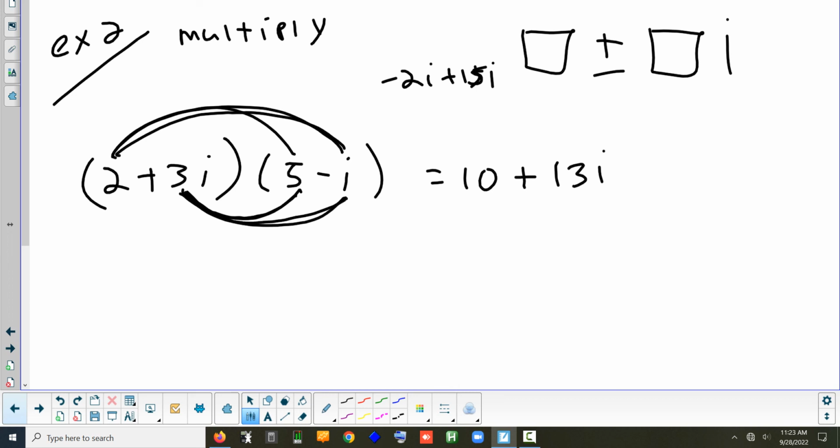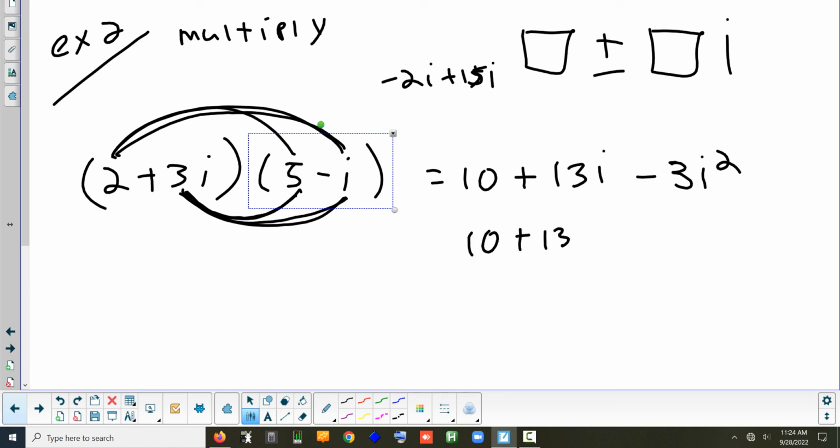3i times negative i. So think about it first. It's a positive times a negative, so that's a negative. And then what's 3i times i? 3i squared. So 3i times i is 3i squared. And it was negative because it was a positive times a negative.